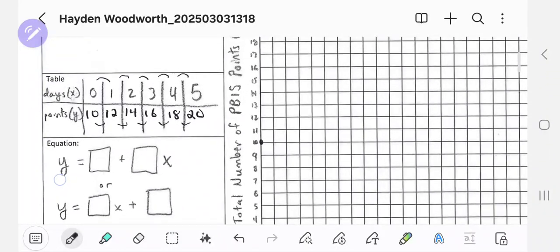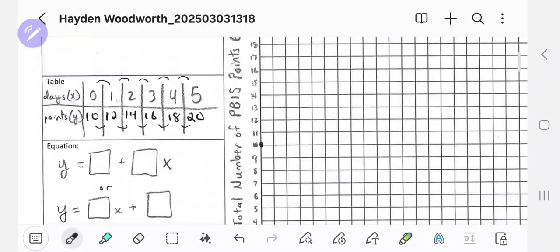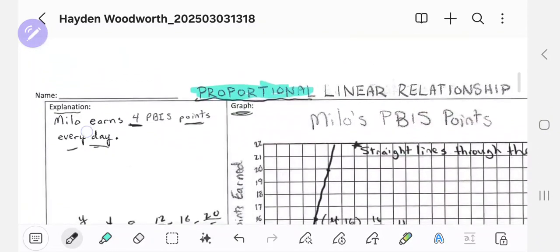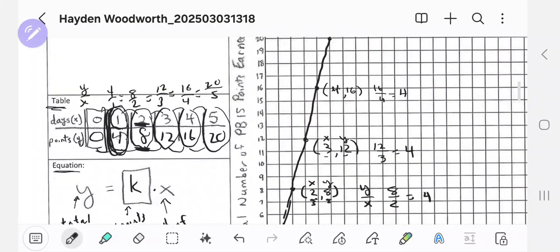But what we saw with our proportional relationship is that when we just divide these, it comes to the same number. So here, we could divide all those pairs. 4 divided by 1, 8 divided by 2, 12 divided by 3.